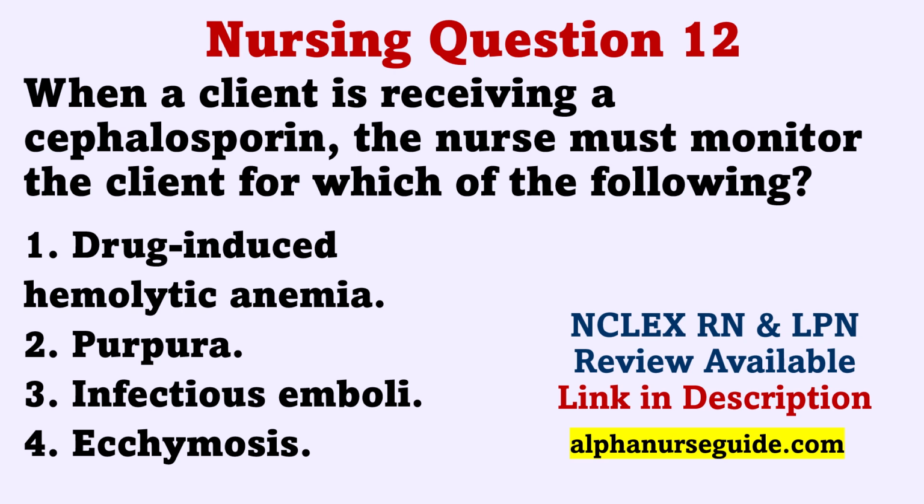The correct answer is 1. Drug-induced hemolytic anemia. Drug-induced hemolytic anemia is acquired, antibody-mediated RBC destruction precipitated by medications, such as cephalosporins, sulfa drugs, rifampin, methyldopa, procainamide, quinidine, and thiazide. Purpura is a condition with various manifestations characterized by hemorrhages into the skin, mucous membranes, internal organs, and other tissues. Infectious emboli are clumps of bacteria present in blood or lymph. Ecchymoses are skin discolorations due to extravasations of blood into the skin or mucous membranes.